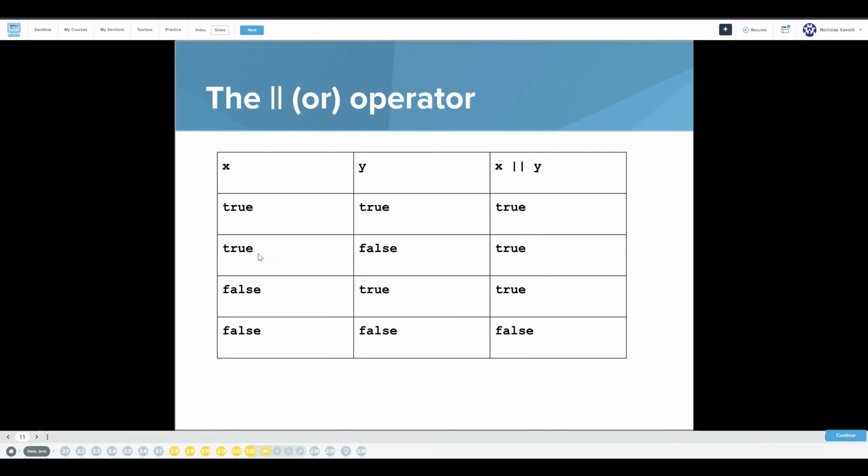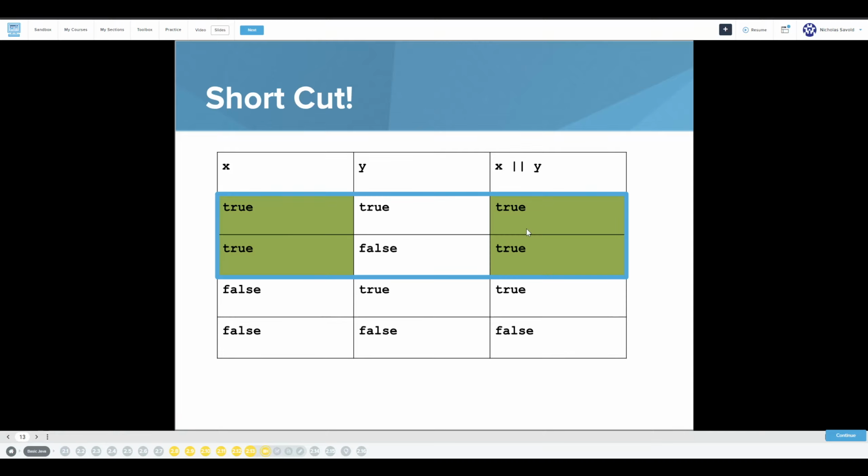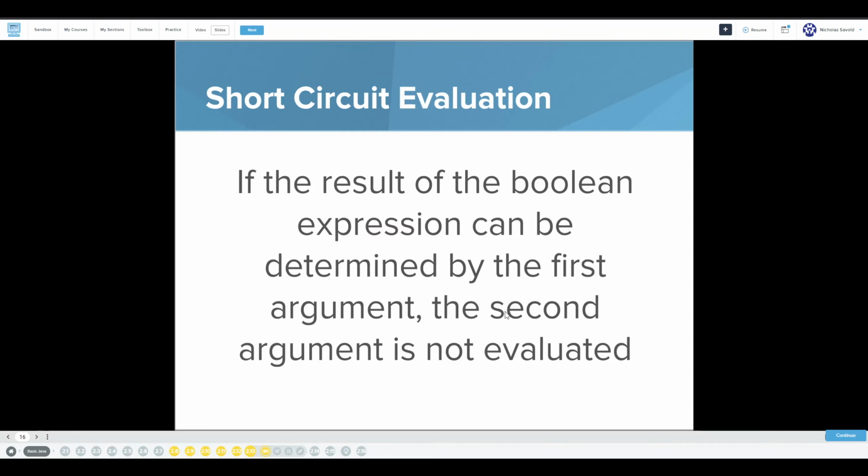The OR is the opposite. If one of them is true, then the OR is true. So these two are true first. This will be true. We don't look at these. Here, false is first, true is second, so it's true, but we have to look at them both. If the result of the Boolean expression can be determined with the first, the second's not evaluated.